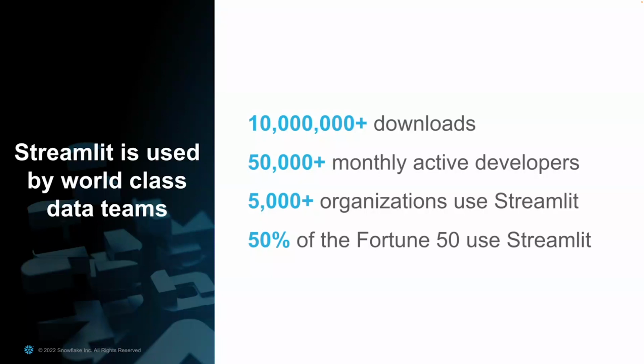And so one of the things that you'll see out of the box is that Streamlit is used by tons and tons of developers today. In fact, it has over 10 million downloads, over 50,000 active developers, and even 50% of the Fortune 50 use Streamlit today somewhere in their business. So really cool stats here, all about Streamlit and being able to use it to develop data applications.